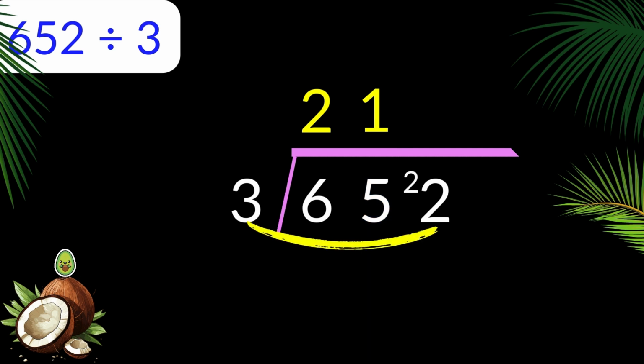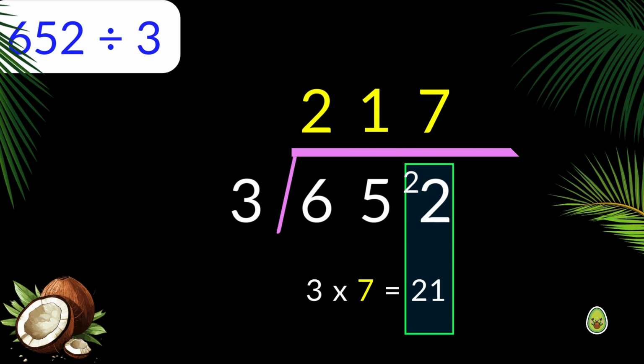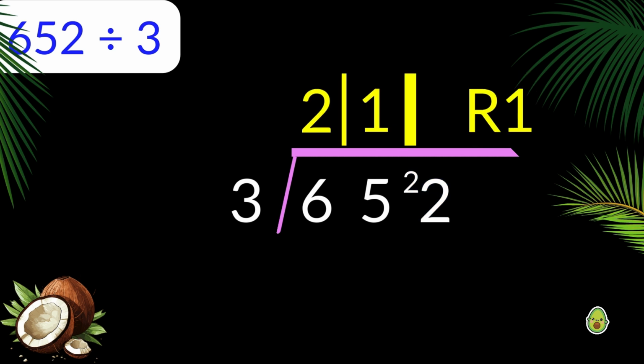Now we have 22. How many times does 3 fit into 22? 7 times. 7 times 3 equals 21. 22 minus 21 equals 1. 1 is left over. Since there are no more numbers, we write our 1 here. So, 652 divided by 3 equals 217, remainder 1.